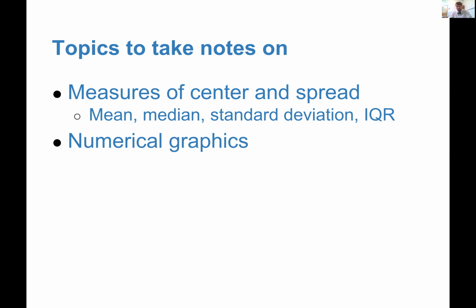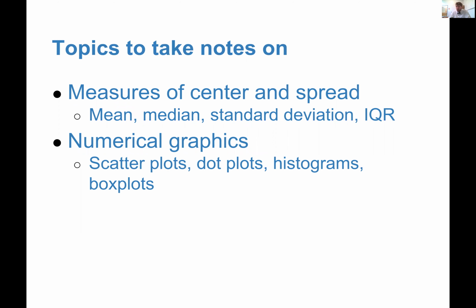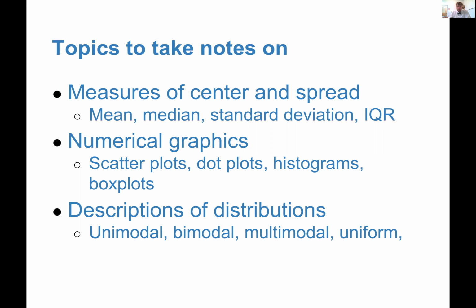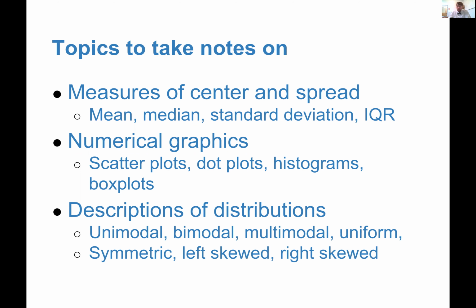Then we're going to look at numerical graphics, so ways of visualizing numerical information. So scatter plots, dot plots, histograms, box plots. And then we're going to look at descriptions of distributions. Some keywords will be unimodal, bimodal, multimodal, symmetric, left skewed, and right skewed. Okay. So that's what we should be taking notes on. Let's begin.